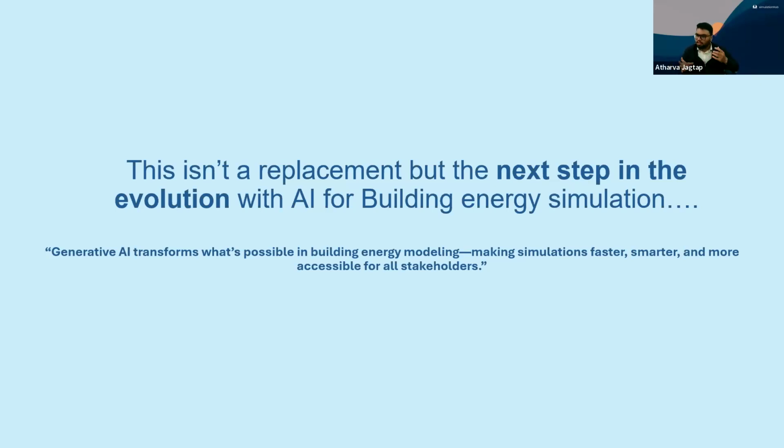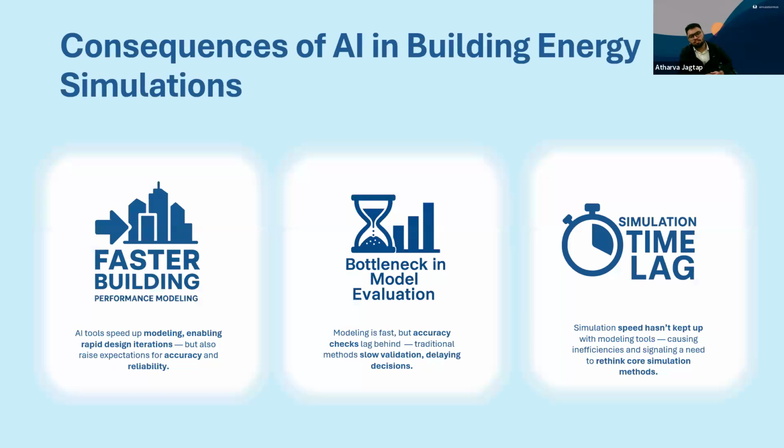So let's assume that AI has been implemented, and what will be the effect of AI in building simulations or building energy simulations. So these are some consequences of AI in building energy simulations. At this stage, we all know AI is already here. It's being implemented everywhere. And now the most important question is where I stand and what will be my responsibilities in this new world. So we'll discuss this in detail.